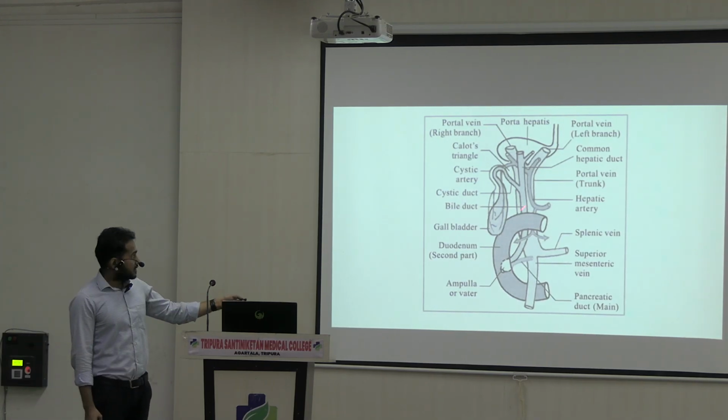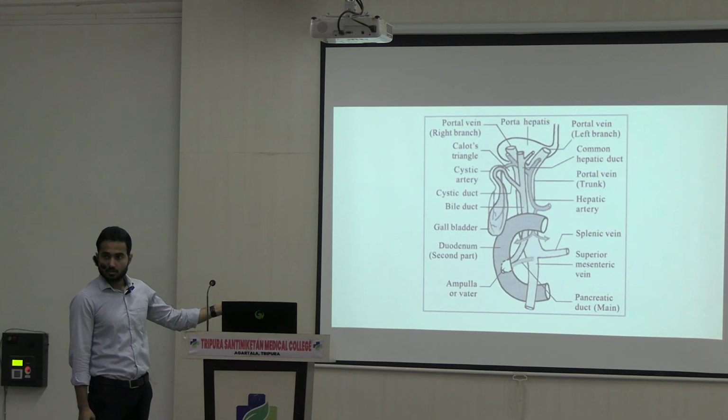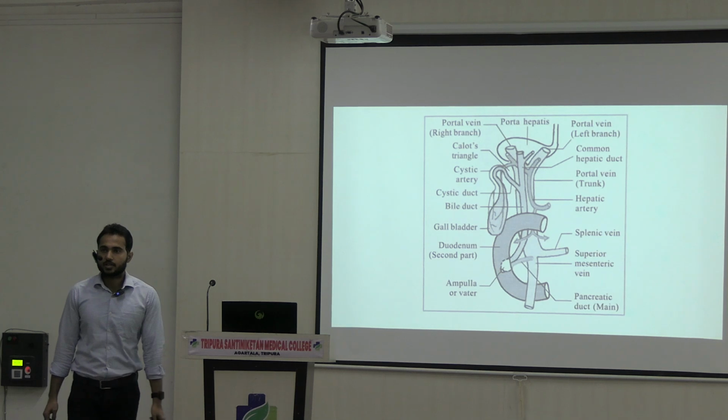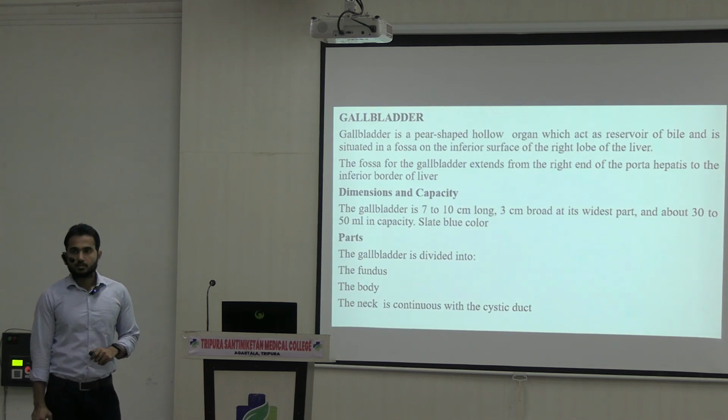Now you can see this is the bile duct. The cystic duct is joining and then the bile duct is formed. You can see how the bile duct is extending. This is the duodenum, the second part of the duodenum, and you can see it draining into the second part of the duodenum. Next is the gallbladder.